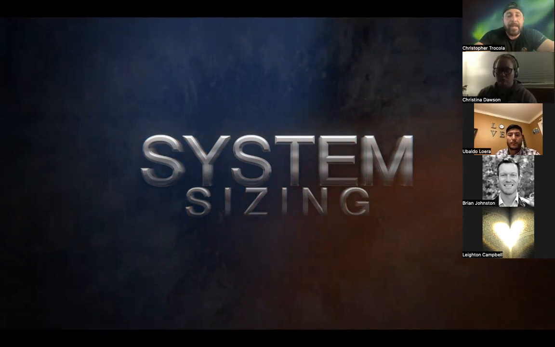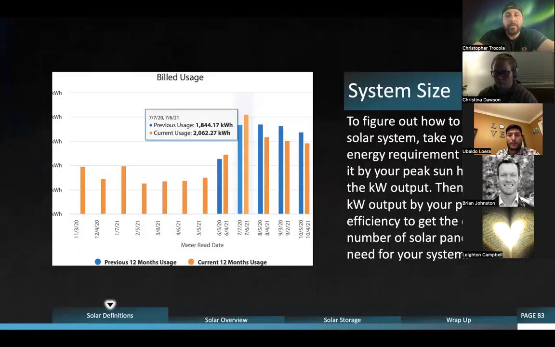Okay, because there's actually a lot of algorithms and math that go into this. So system sizing, to figure out the size of your solar system, you take the kilowatt hour energy requirement and divide it by your peak sun hours to get the kilowatt output. Then you divide the kilowatt output by your panel's efficiency to get the estimated number of solar panels you'll need for your system.